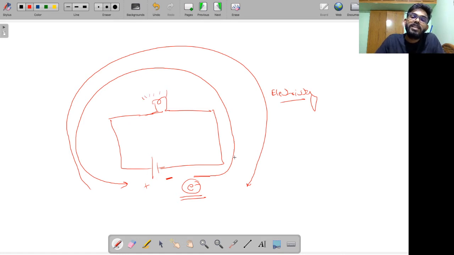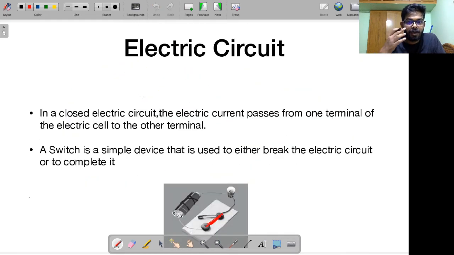When this circuit is complete, for example, now the circuit is complete, it is called a closed circuit. When you have closed the circuit, the electricity passes through and the bulb is glowing. Sometimes the circuit might be open. Open circuit means you are removing this, you're opening this up for some reason. This is called an open circuit. Electricity does not flow through, which means the bulb does not glow. This is the difference between a closed circuit and an open circuit. In a closed circuit, the electric current passes from one terminal of the electric cell to the other terminal.